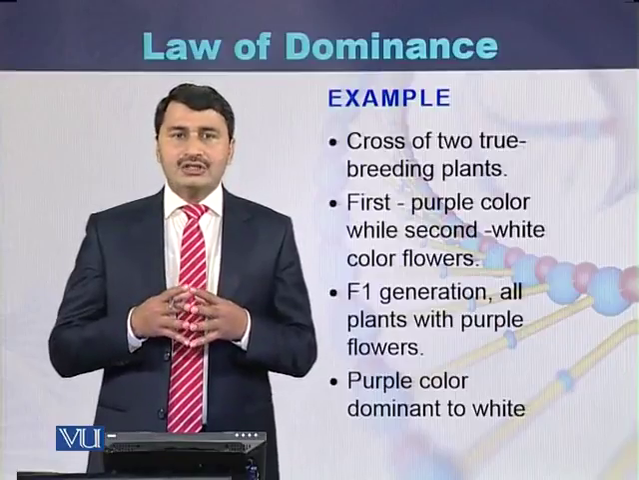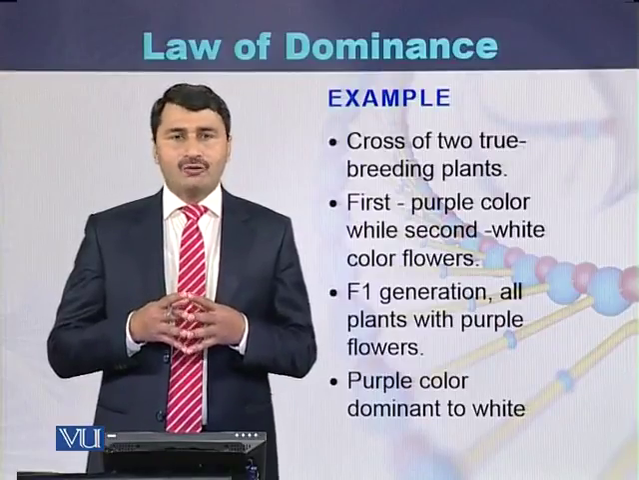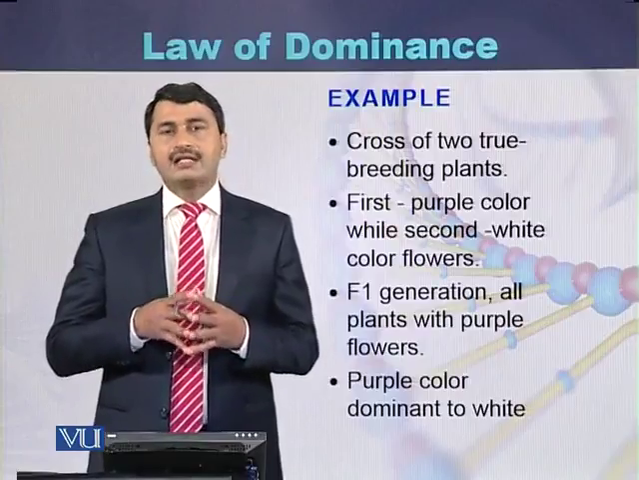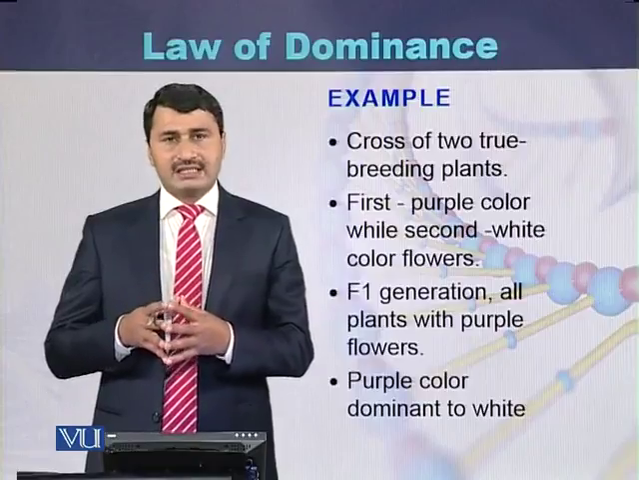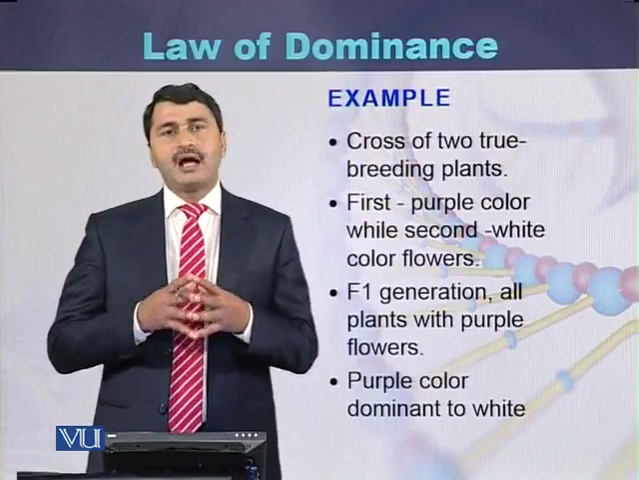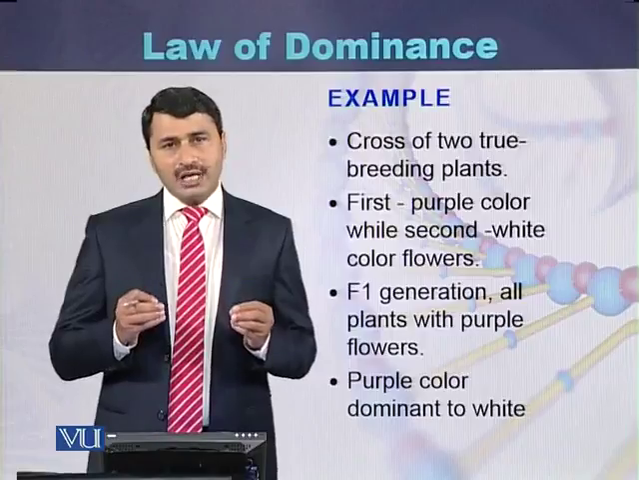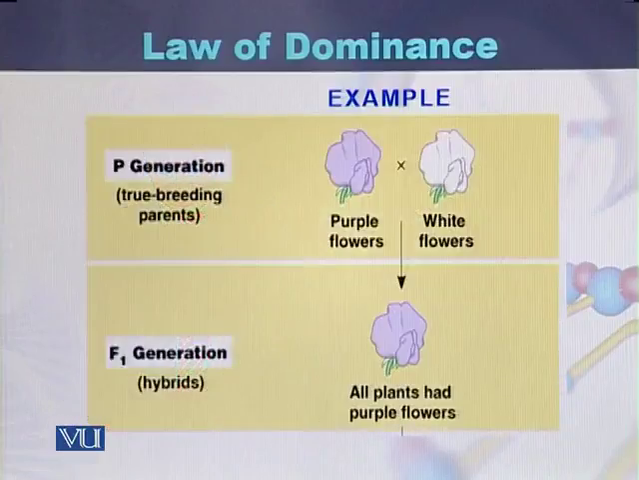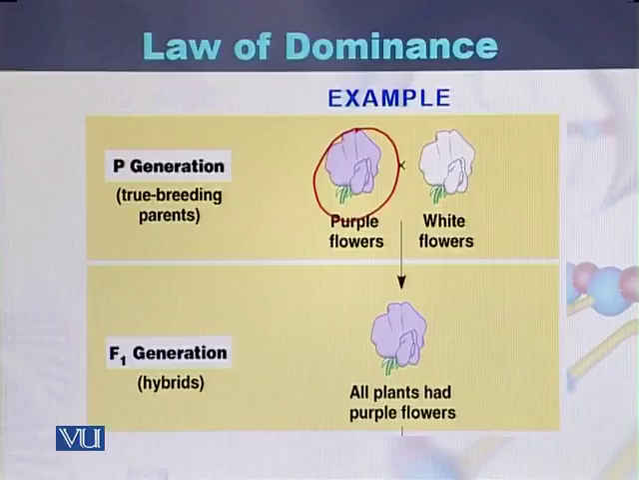So this law is called the law of dominance, meaning some of the traits are dominant and some of the traits are recessive. Like in this example, purple color flower is dominant over the white color flowers. Here we can take the example of the cross between two types of plants, plants producing purple color flowers and plants producing white color flowers.